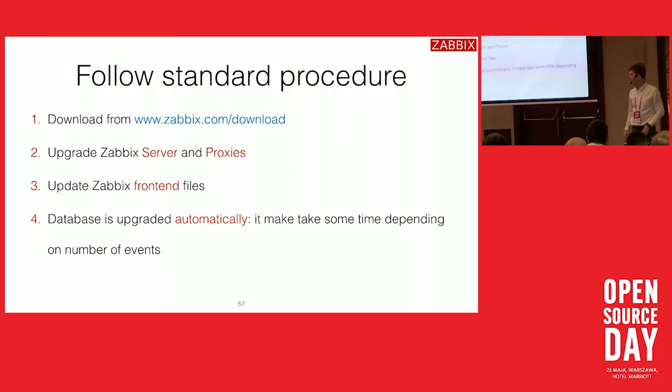And upgrade is always very simple with Zabbix. You just download the latest version. Normally you just do RPMs or apt-get install or yum install, and that's it. So you have to upgrade Zabbix server and proxies if you have proxies. You don't have to upgrade Zabbix agents. Zabbix agents are backward compatible from Zabbix 1.0. So no need to upgrade agents.